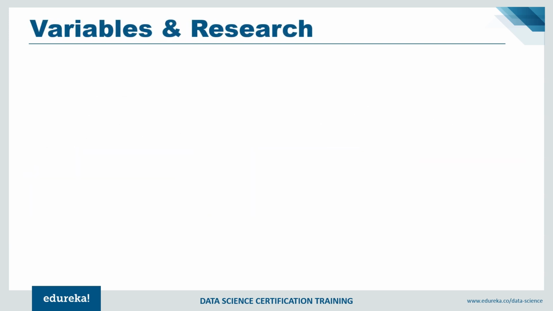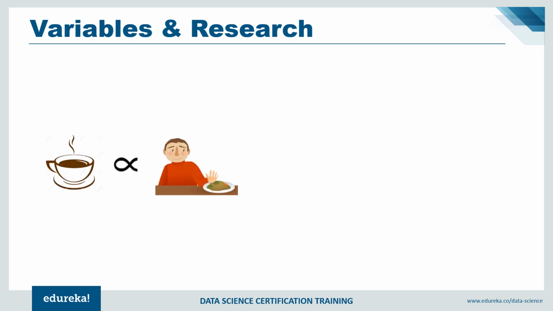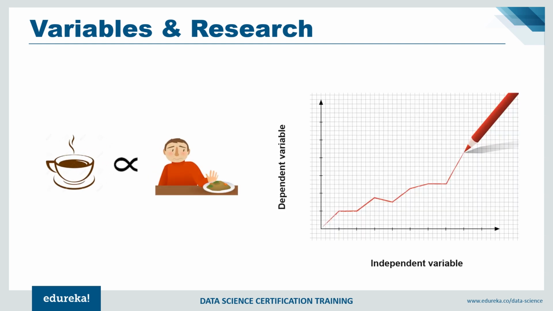Now that we have understood the different types of data, qualitative and quantitative, it's time to understand the types of variables we have. There are majorly two types of variables, dependent and independent variables. So if you want to know whether caffeine affects your appetite, the presence or the absence or the amount of caffeine would be the independent variable, and how hungry you are would be the dependent variable.